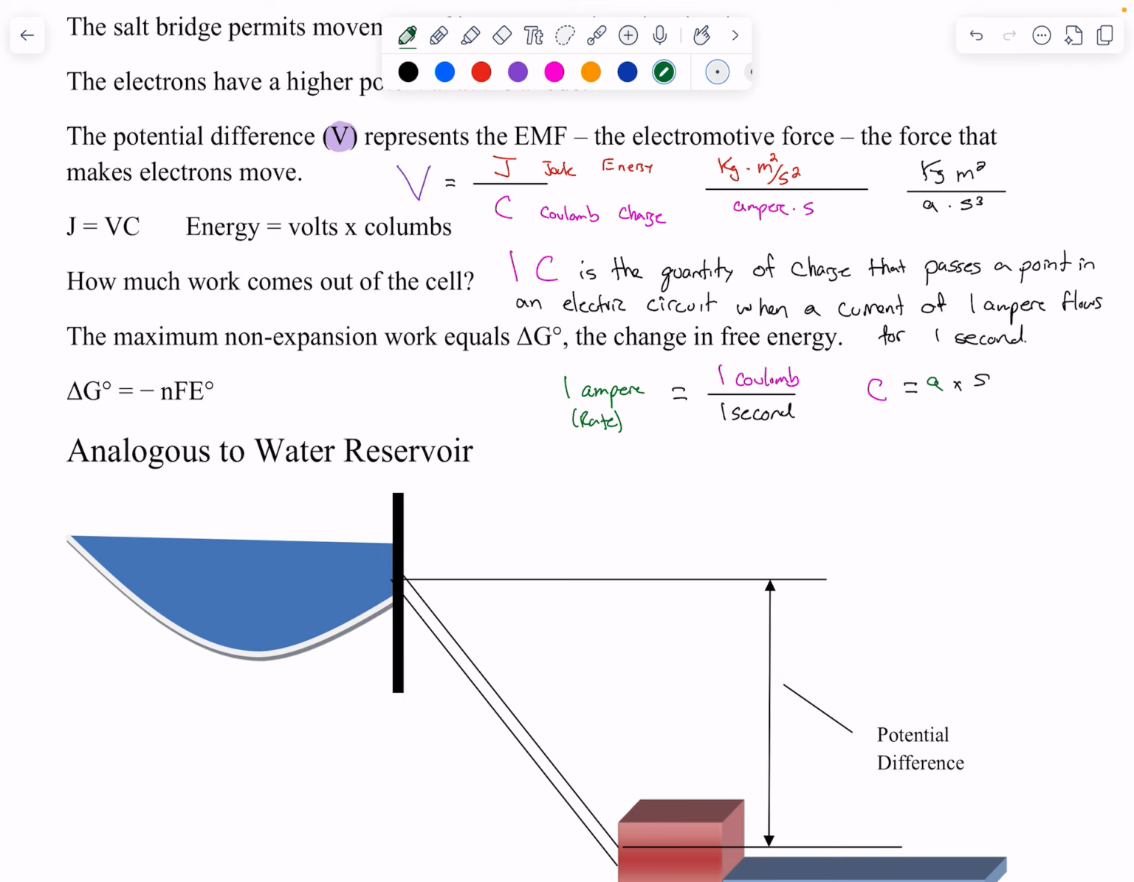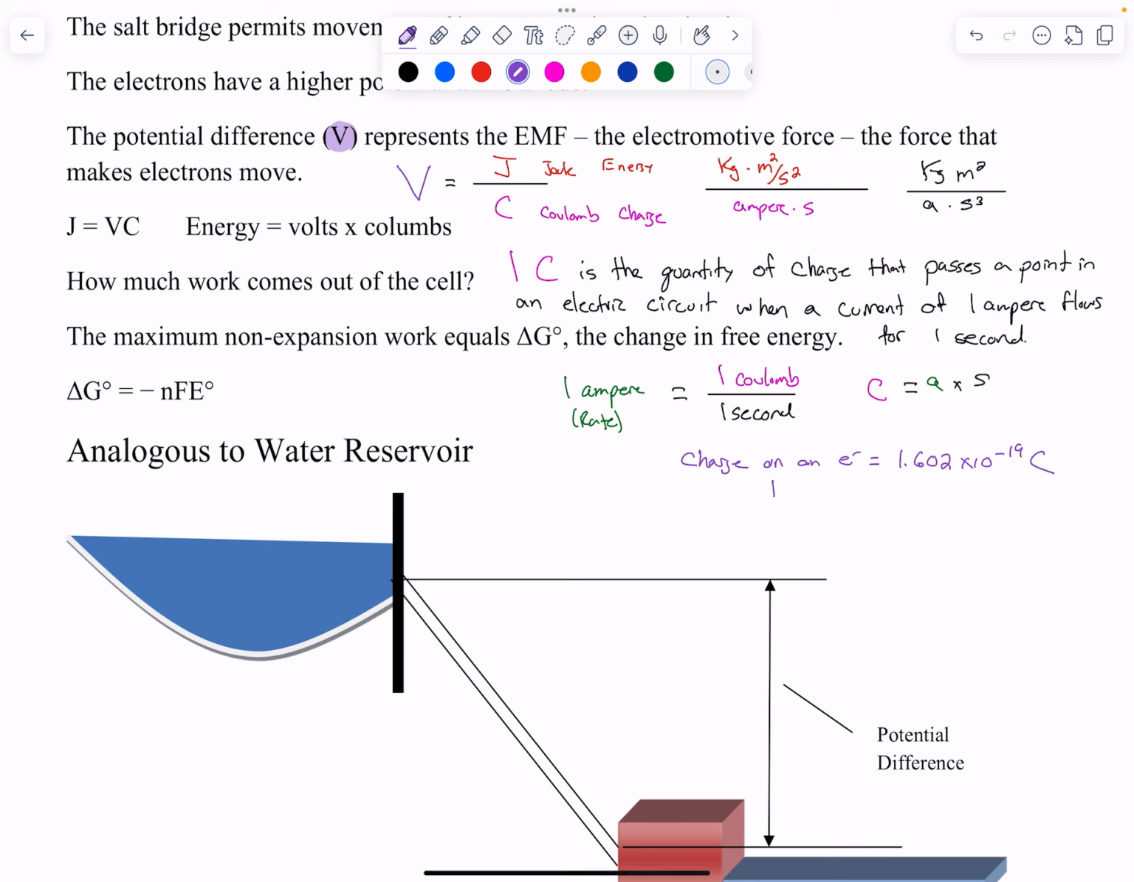We don't want electrical fires. So that's what amps are. Amps are rate. Coulomb is an amount of charge. So we know the charge on an electron is 1.602 times 10 to the negative 19 coulombs.